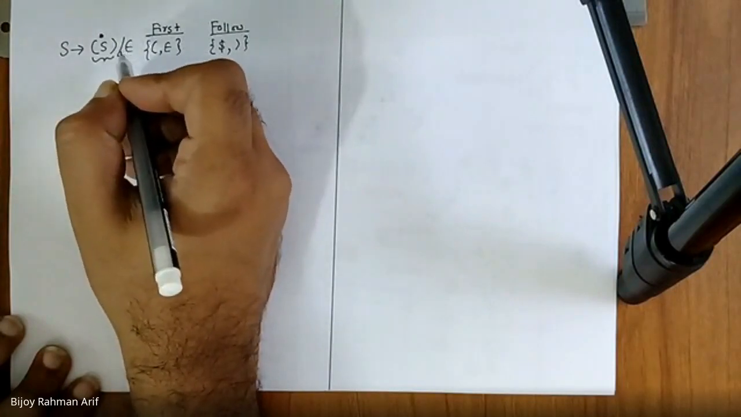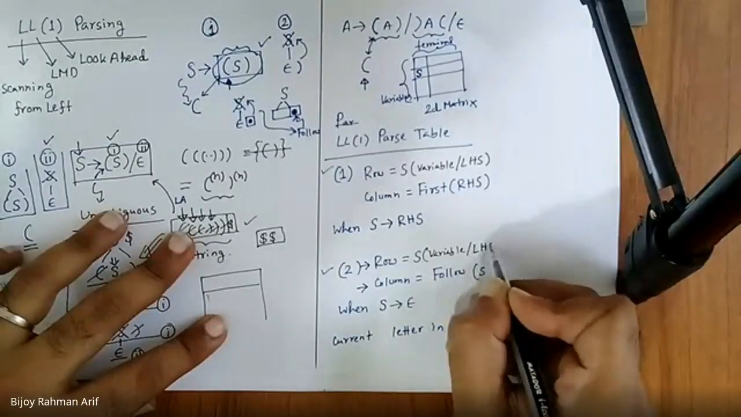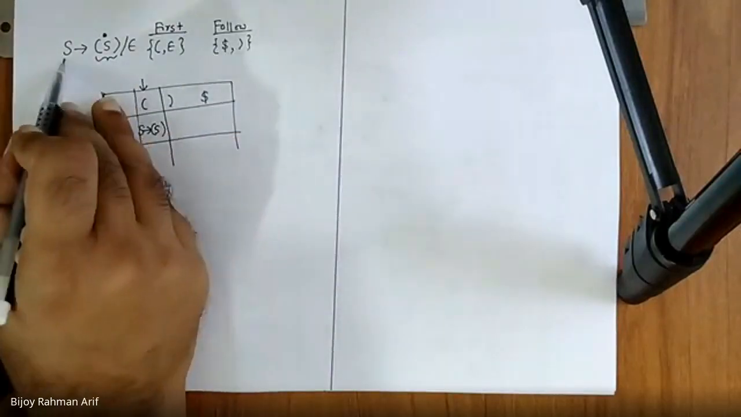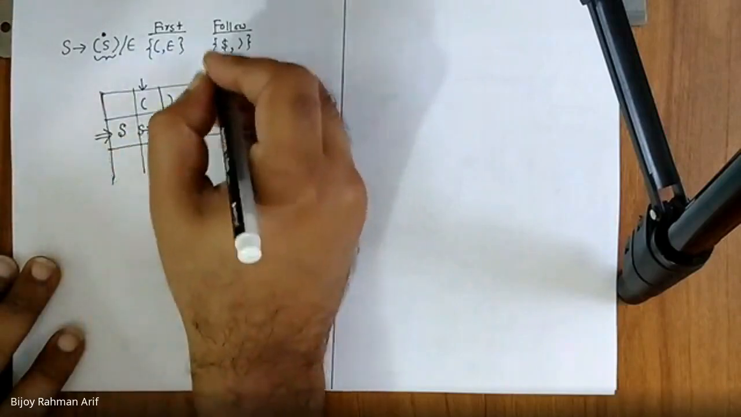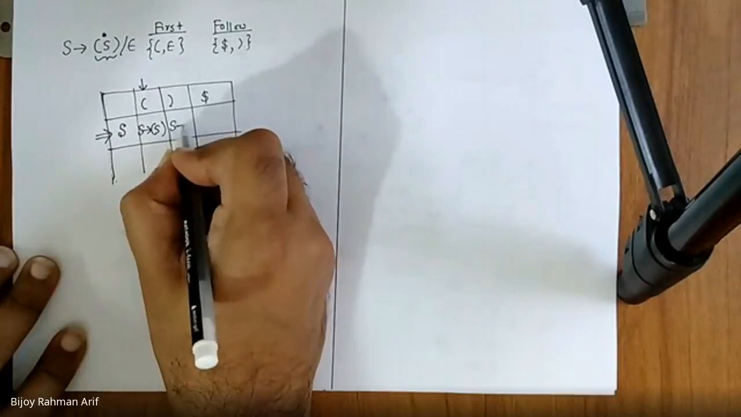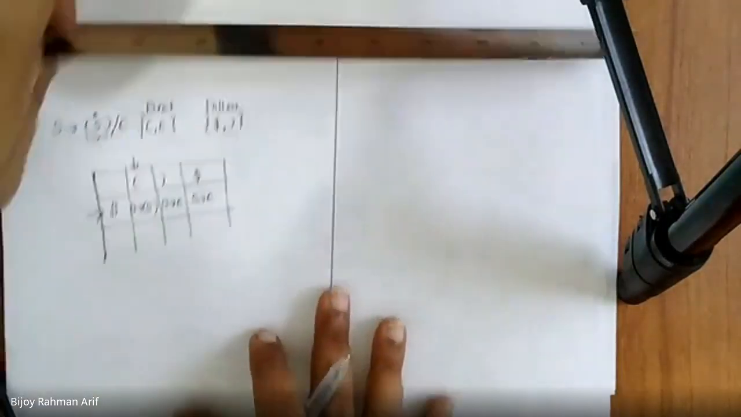Which rule am I going to use? Rule number 2. So what is rule number 2? The row would be S, the variable. Column, or RHS, LHS, and what would be my column? Follow of S. So S derives epsilon, row should be S, column should be follow of S, the close parenthesis. So it is nothing but S derives epsilon and S derives epsilon. So we are done with the table.